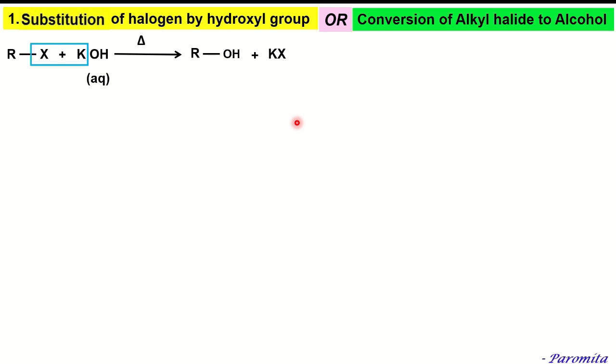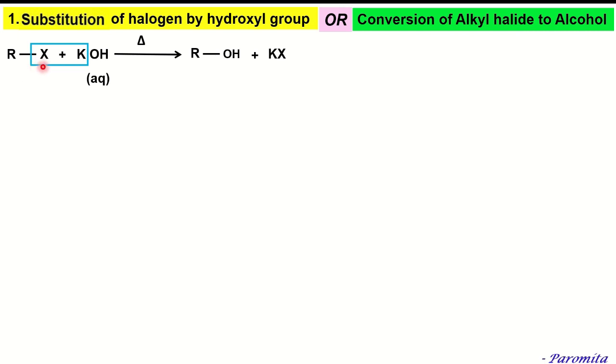Nucleophilic substitution changes the functional group in a molecule. So the nucleophilic substitution reaction of alkyl halides will help us to synthesize many important organic compounds of different functional group from alkyl halides. Let us see the transformation one by one. The first reaction is substitution of halogen by hydroxyl group or conversion of alkyl halide to alcohol.